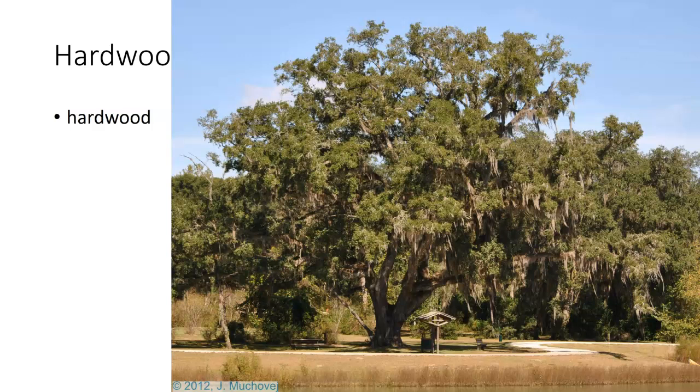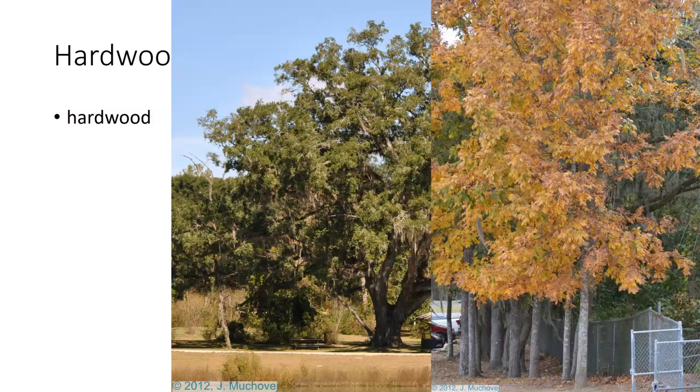This particular tree is southern live oak. You can see how it's an absolutely magnificent tree. It's got a lot of wood in it, but it's a dicot. It comes from a nut that is produced. It's a dicot, so it's a hardwood. This is a type of oak as well. It is a hardwood. It comes from a dicot. Maple is a dicot. These are all types of hardwood.